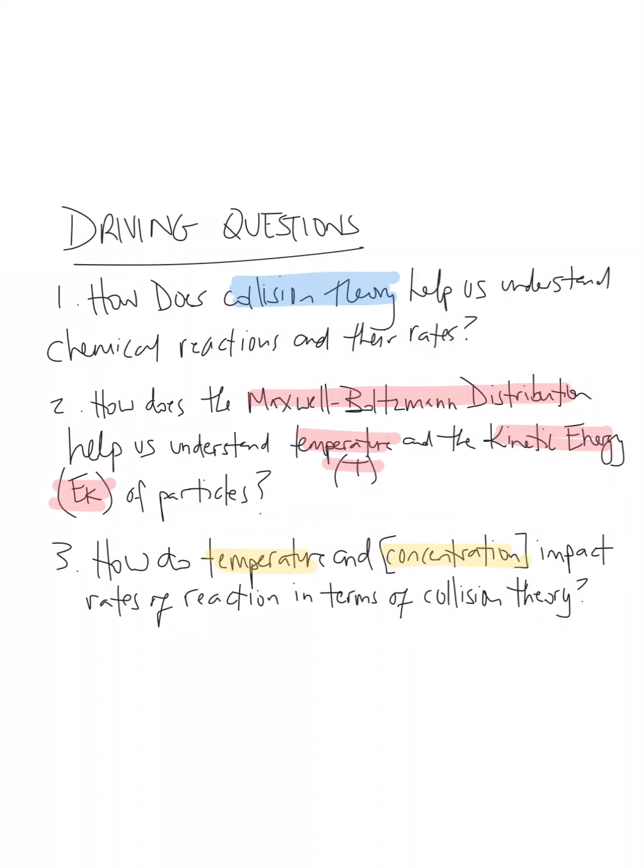Driving questions that we are going to attempt to answer in this lesson are as follows. 1. How does collision theory help us understand chemical reactions and their rates? 2. How does the Maxwell-Boltzmann distribution help us understand temperature and kinetic energy of particles? And 3. How do temperature and concentration impact rates of reaction in terms of collision theory? So we're going to go through these one by one and see how we can apply collision theory and learn from these various models and explain temperature and concentration.